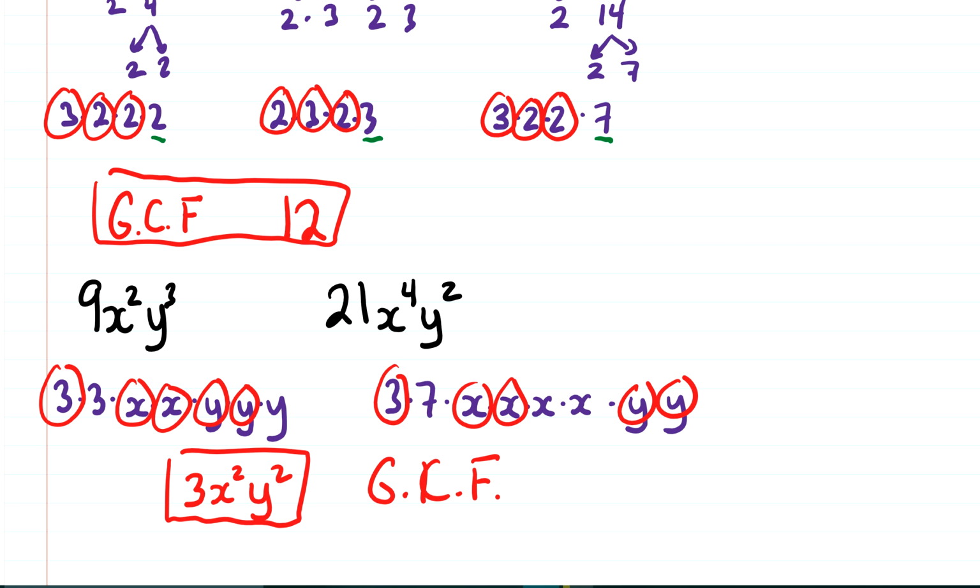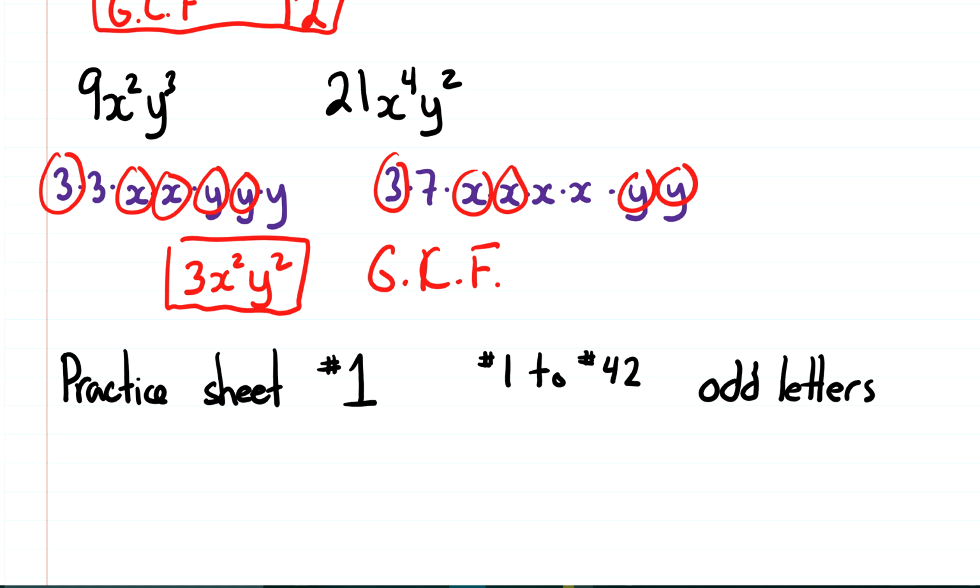So I'm going to attach some practice questions for you, and I would encourage you to do some of those questions. I'll try to write below here which ones you should do. Below this you'll see some questions you can try. It's called practice sheet number 1. It has 42 questions on it, and you should try maybe the odd letters, see how you do on that.